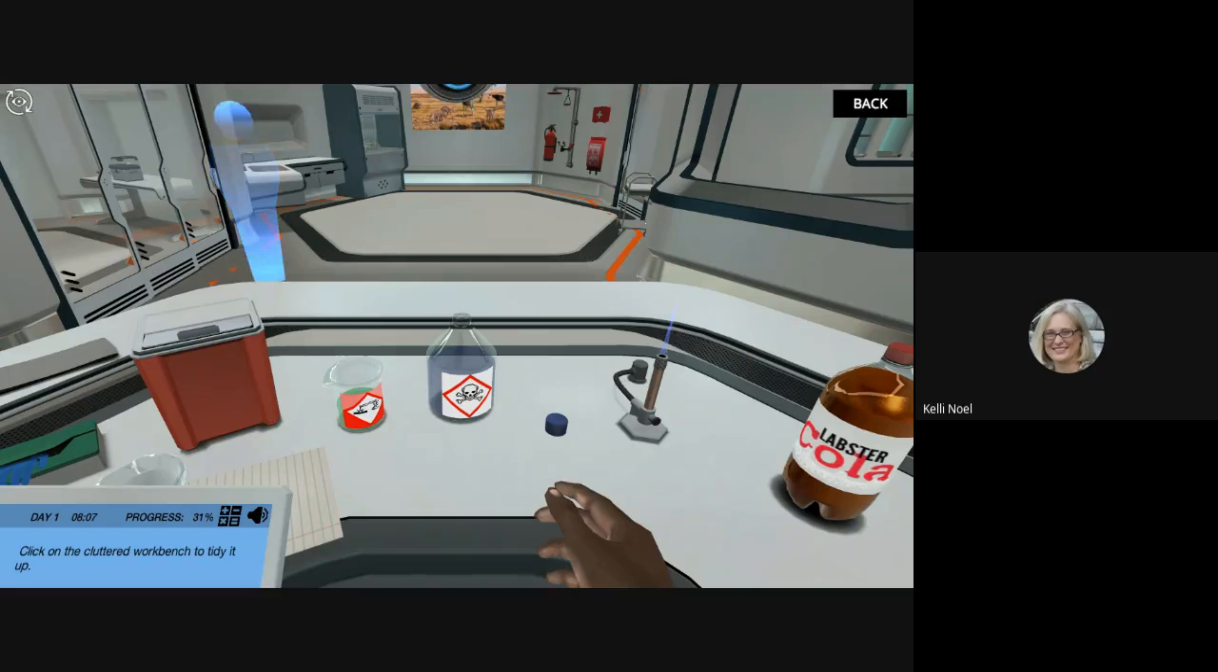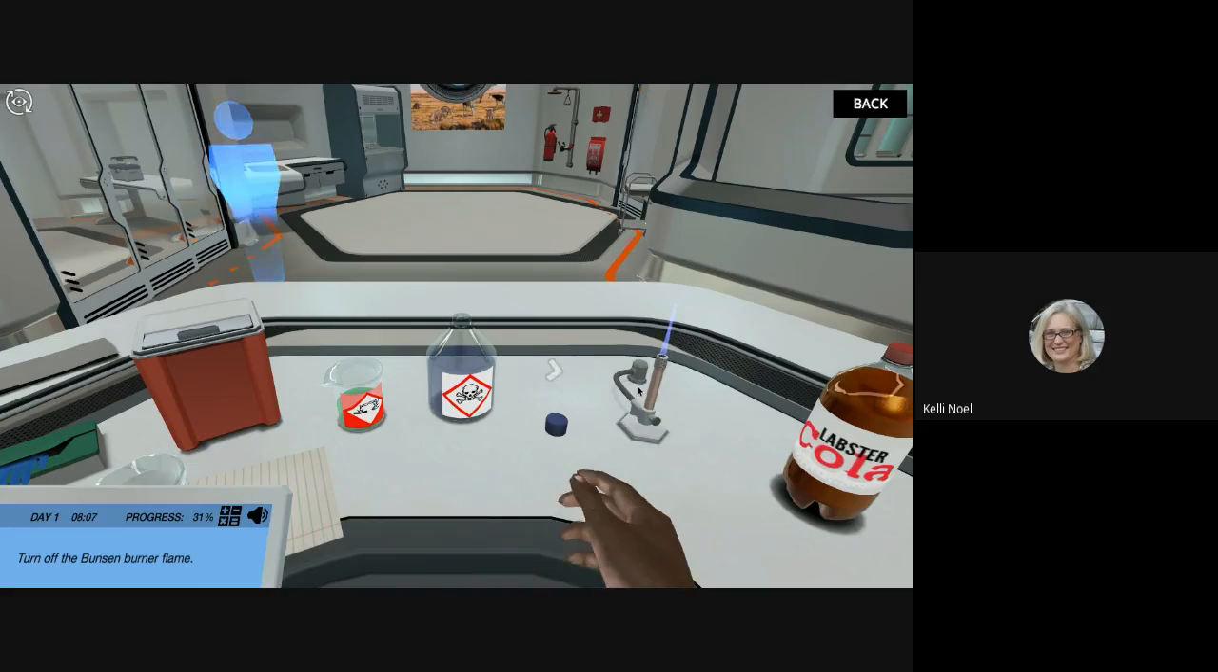Start with turning off the Bunsen burner. It is very dangerous to keep an open flame unattended. Turn off the Bunsen burner flame. All right, so we're going to click here.